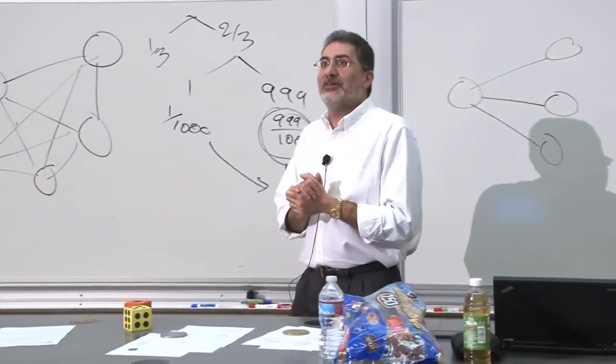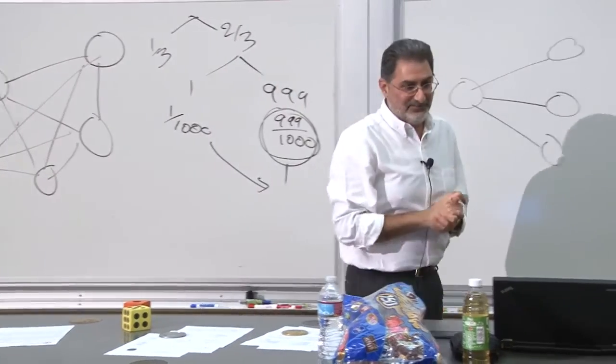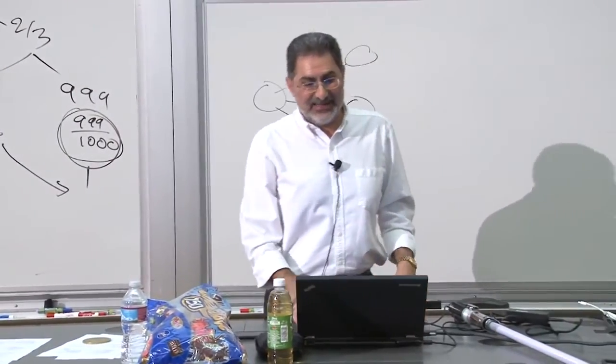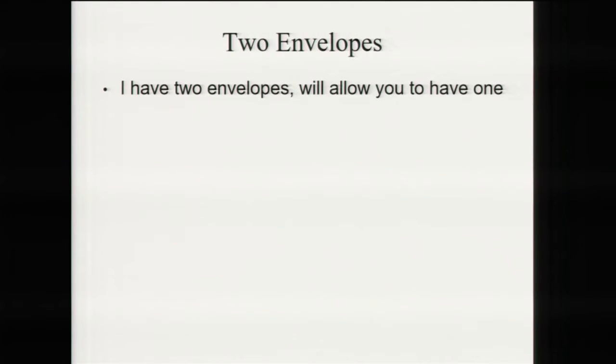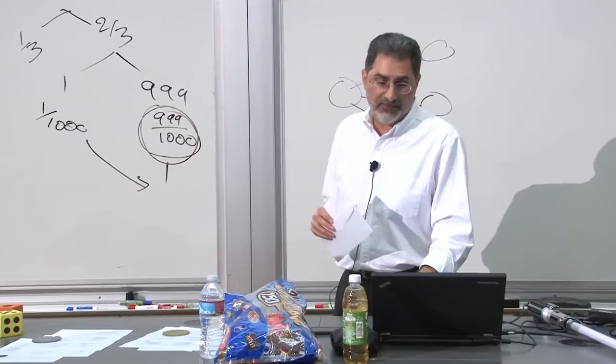So I need another volunteer. Come on down. So here's Thomas Bayes asking for another volunteer. What we're going to do is play a slightly different game than what we had before. Before we had 3 envelopes. This time I'm going to have 2 envelopes, and I'll allow you to have one. I'll tell you the setup for the game.